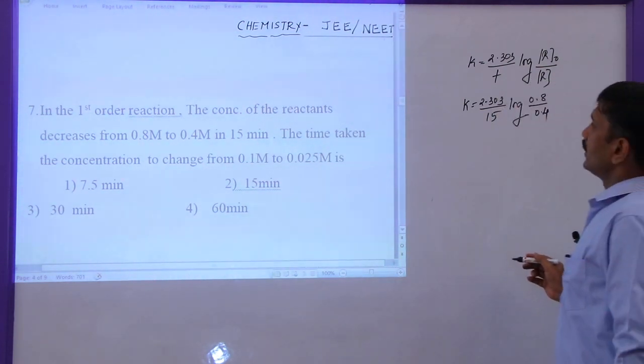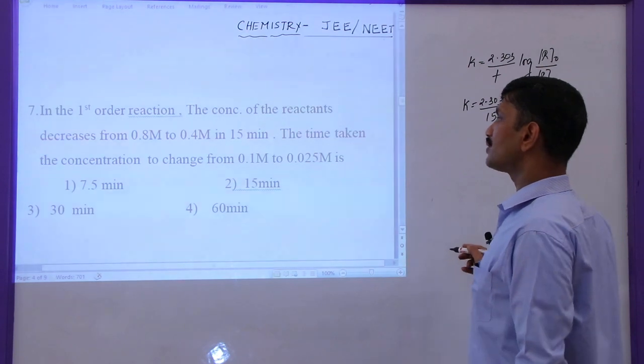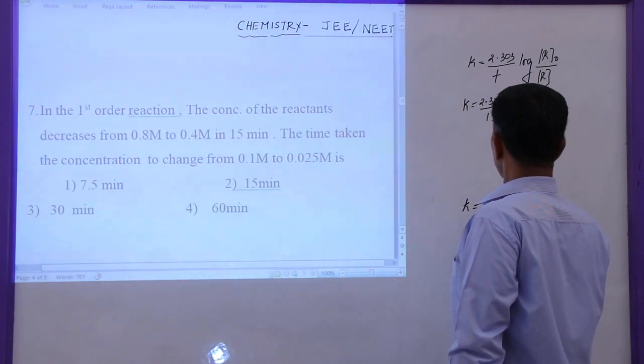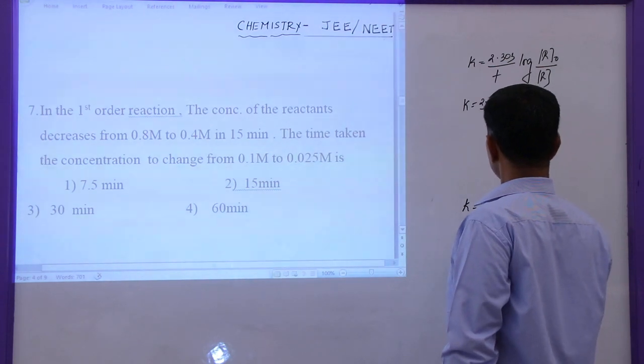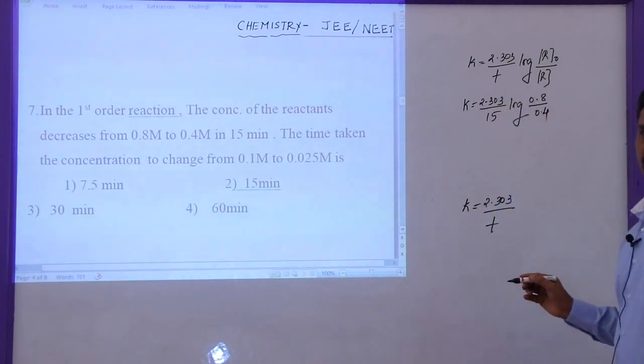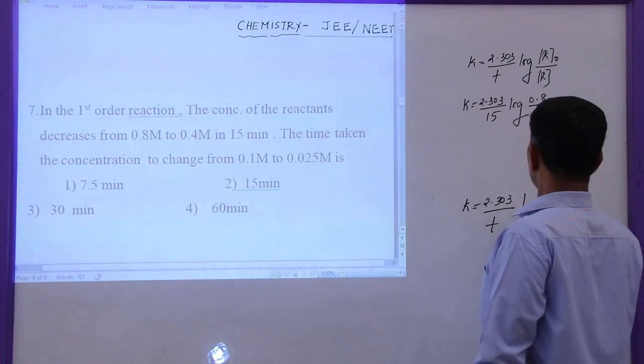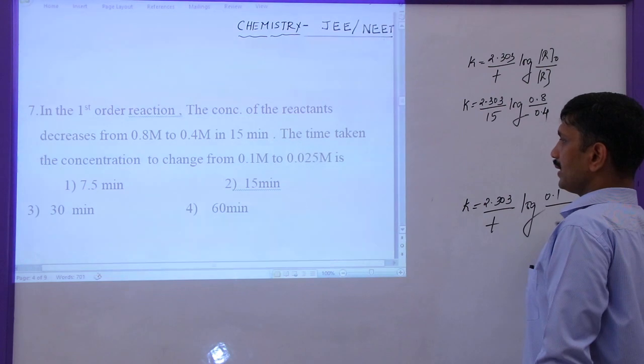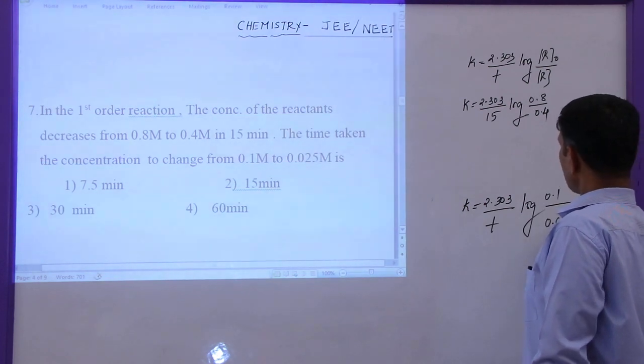Second problem, the time taken for the concentration to change. So K is equal to 2.303 divided by T, where time is to be found, log of the initial concentration 0.1 divided by 0.025.